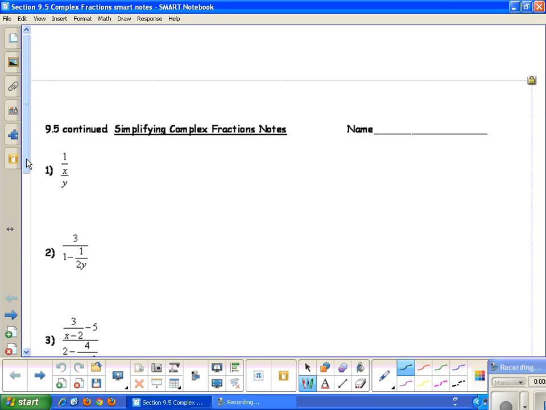So a fraction divided by a fraction is a complex fraction, and ours are going to have some addition and subtraction thrown in there that we just learned. So the first thing you're going to want to do is find the LCD of all the denominators.